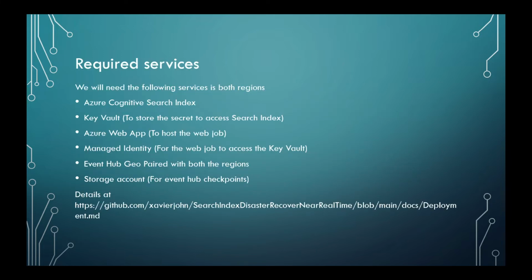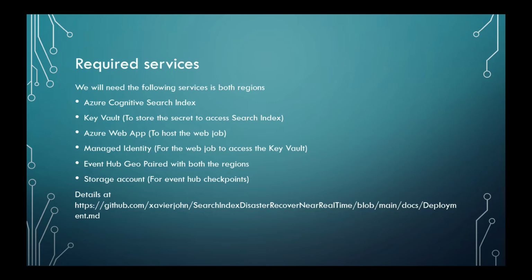The required services. We will need the following services in both regions. You need to have an Azure Search Index. We need a key vault because Azure Search does not have managed identity support at this point for you to update data in it. So we have to go through a secret, and that secret will be stored in key vault.